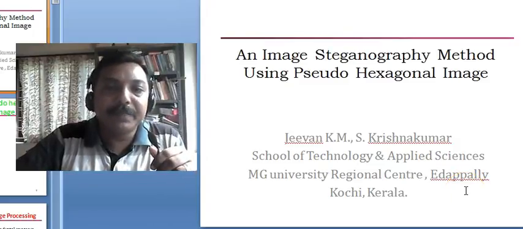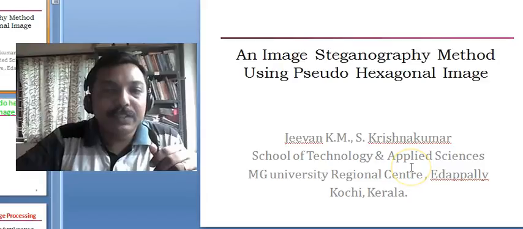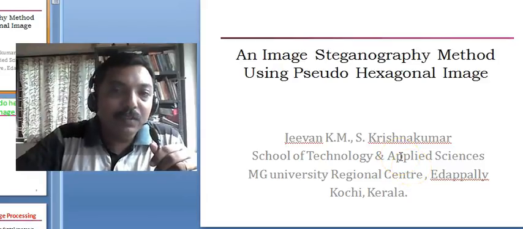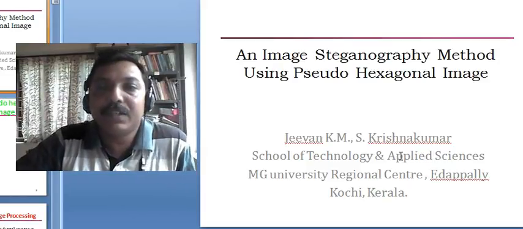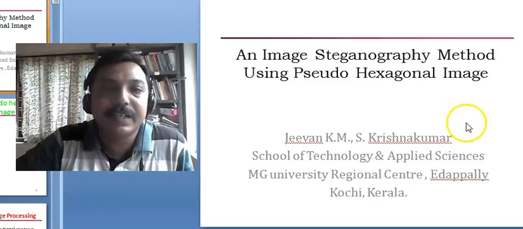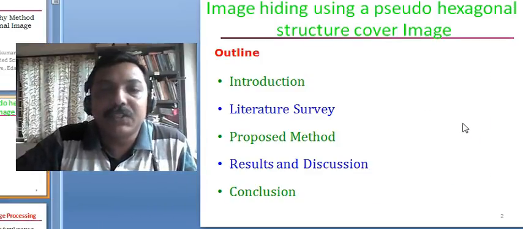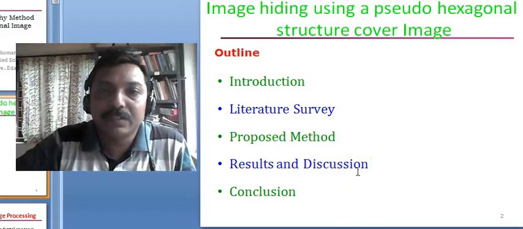I am Jeevan KM, doing my research in the field of hexagonal image processing under the guidance of Dr. S. Krishnakumar. Now I welcome you all to my presentation titled An Image Steganography Method Using Pseudo-Hexagonal Image. This is my outline of presentation: introduction, literature survey, proposed method, result and discussion, and finally conclusion.